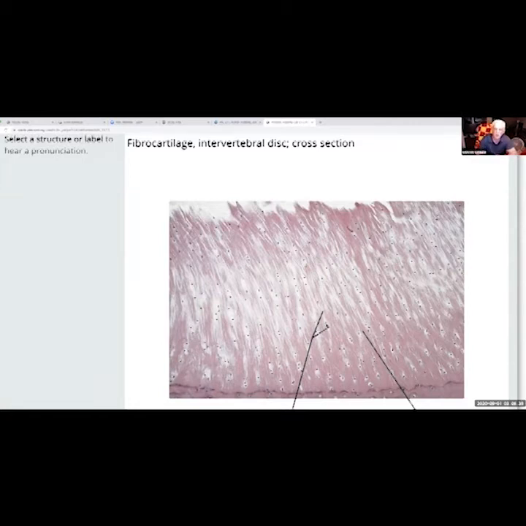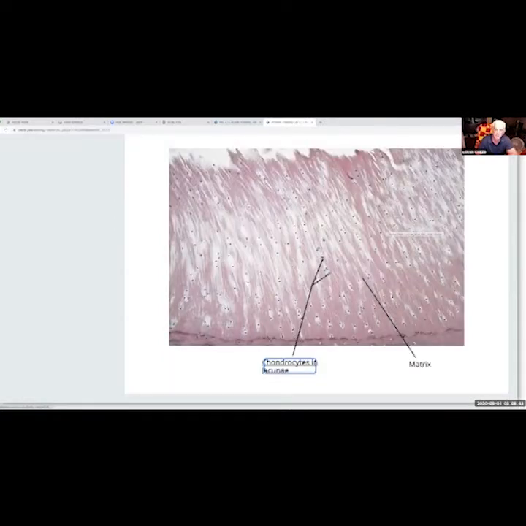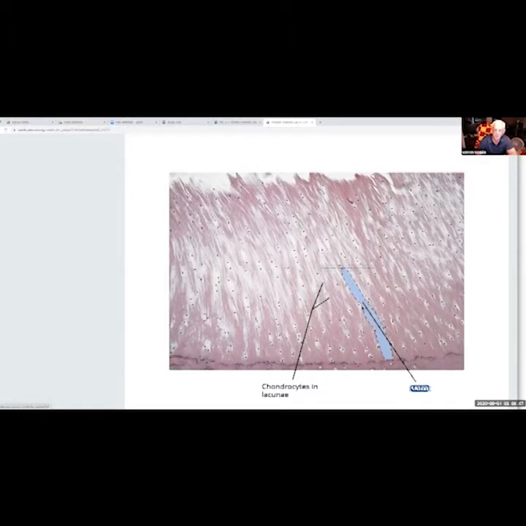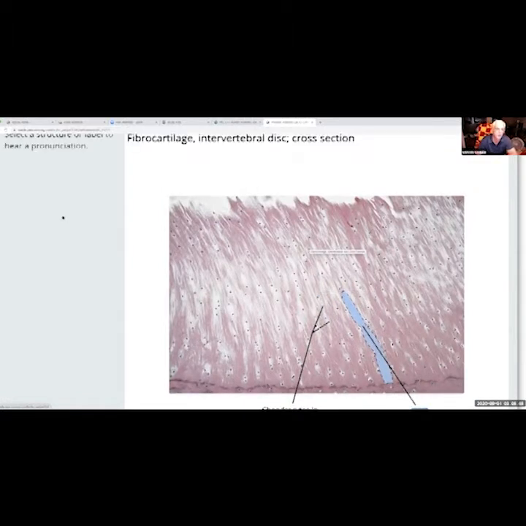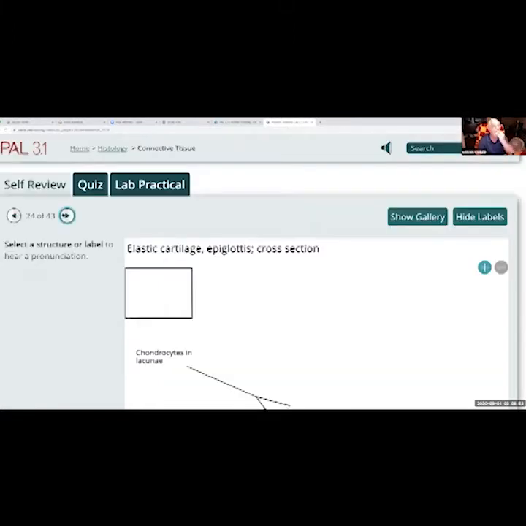This is the cartilage in between the vertebrae. It's the same thing. It's got a matrix. It's got the chondrocytes inside lacunae. But this is your intervertebral discs made of the cartilaginous pads that separate your vertebrae. And again, we'll get into real detail on those when we go into those other chapters.